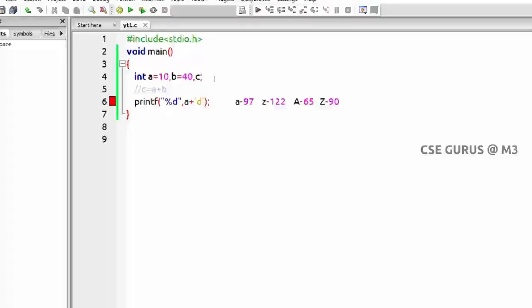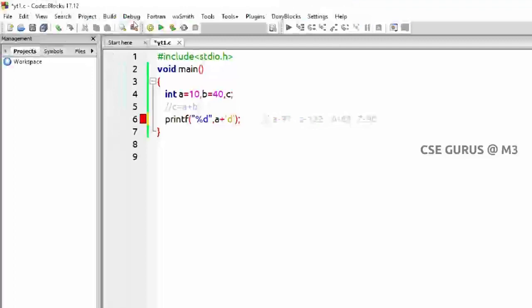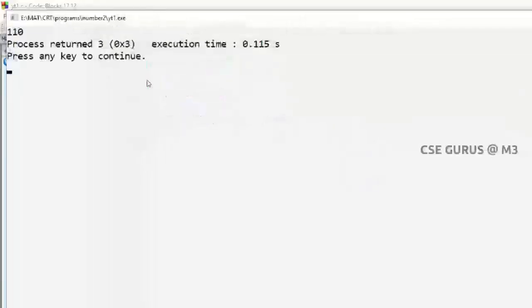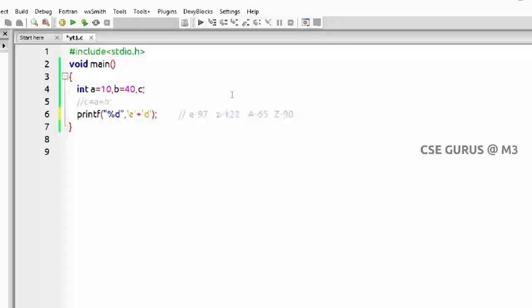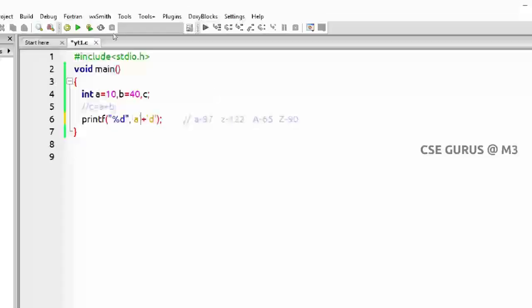Anyway, I'll make it a comment. Now what will be the output if I write like this? I think you can guess. The A value, which is the ASCII value, is 97, plus 100. Why? Because it is in single quotes, it takes the character constant value from ASCII. You can see the output, which is 97 plus D is 100, 197. Yeah, you can see 197, right?